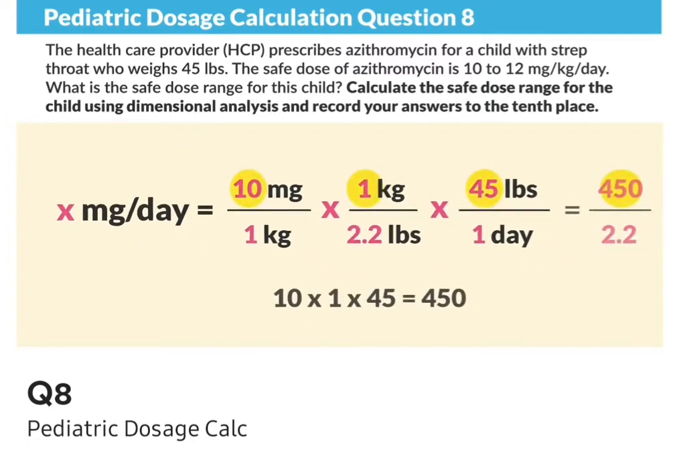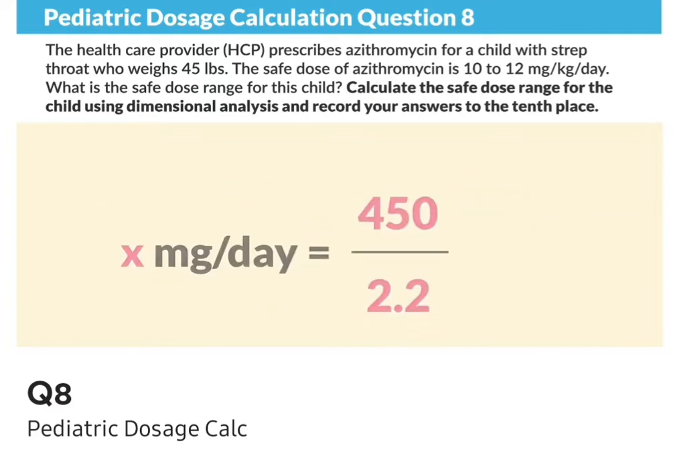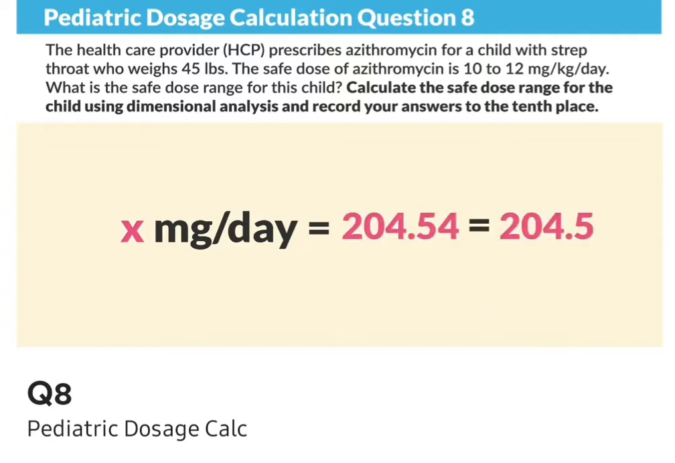All right, now simply multiply the numbers across on the top and the bottom. So we get a grand total of 450 on top and 2.2 on the bottom. So now our number looks like this, 204.54. So we're going to choose 204.5 here. Now the next thing is to calculate the maximum dose here.